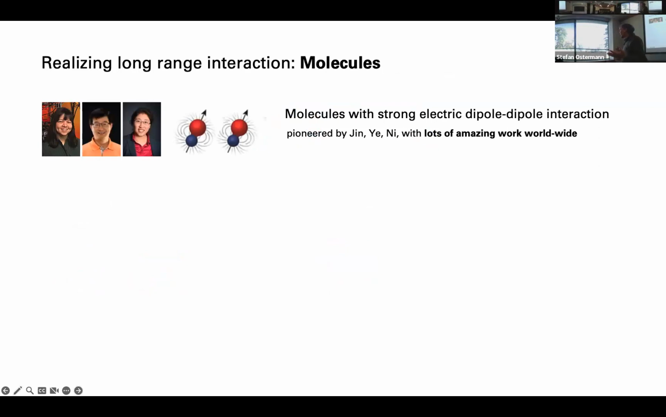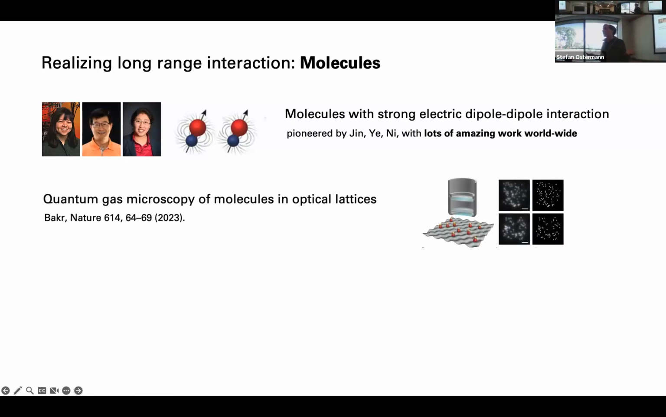Okay, but how can we create Hubbard-type models, kind of like itinerant models, where we have long-range interaction? Well, the obvious choice is molecules, right? This was pioneered with David Jin and Jun Ye and Kang-Kuen Ni, in the audience here. And there has been a lot of really exciting work, as you all know, over the years. We'll hear some more in this talk, relevant to Hubbard physics and quantum gas microscopy.